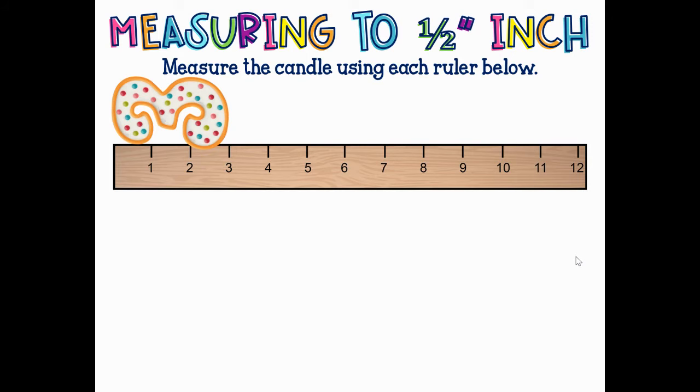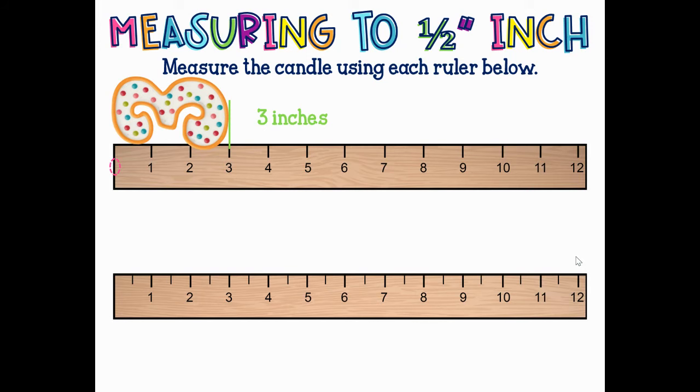Let's measure this candle. I've lined it up with the edge of my ruler at 0, and I'm going to draw a line to see where the end of my candle meets the ruler. What whole number does this candle match up with? If you said 3 inches, you are correct. And make sure you're including that unit of measurement at the end of your answer. So you need to say inches after your number.